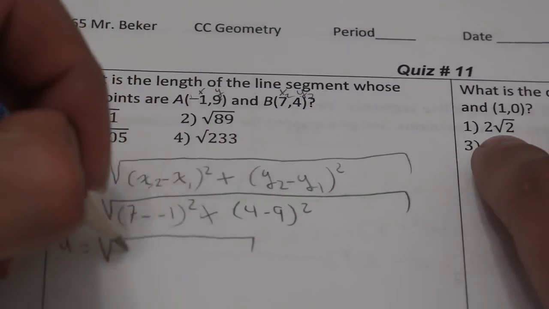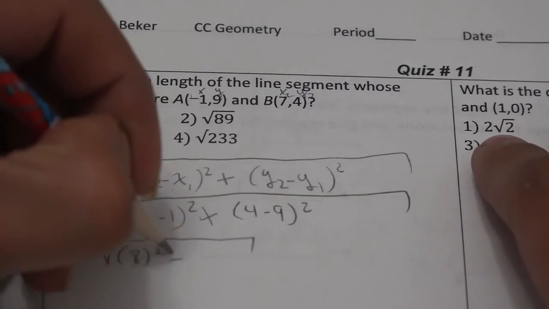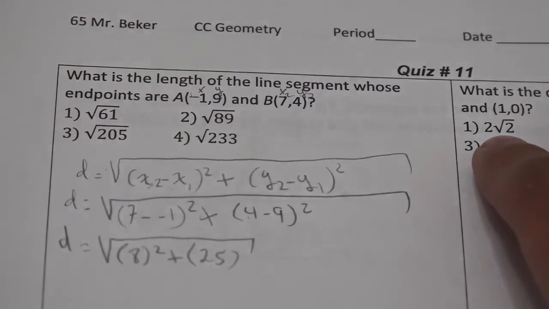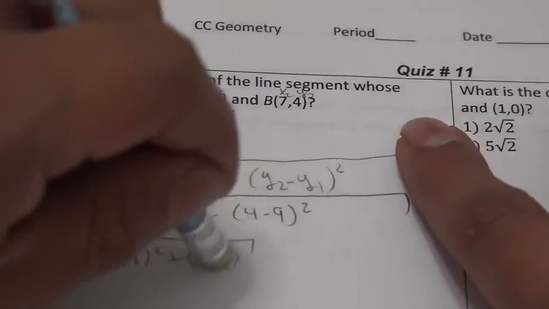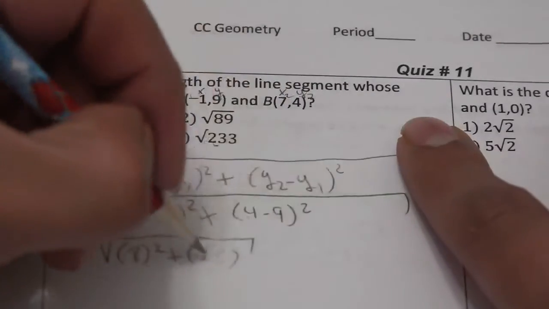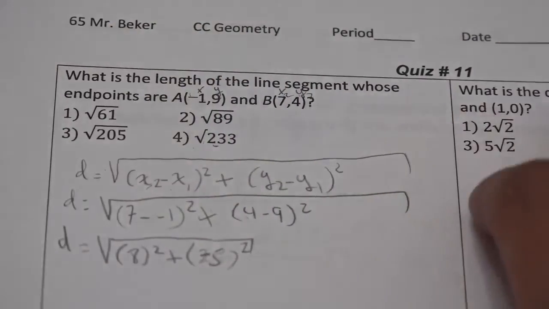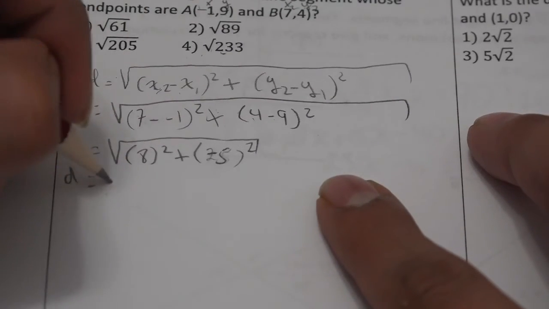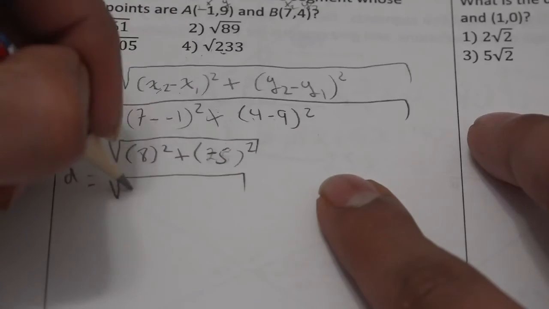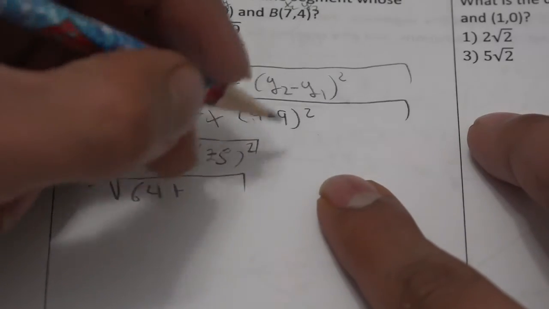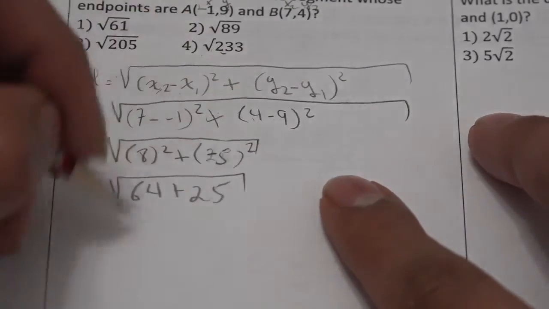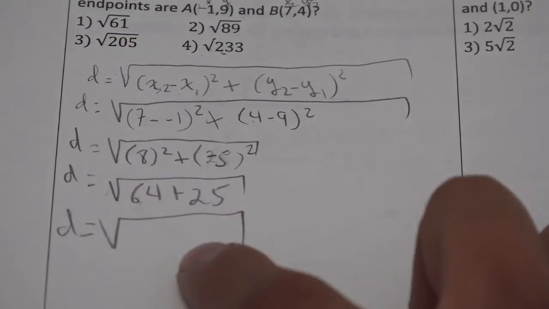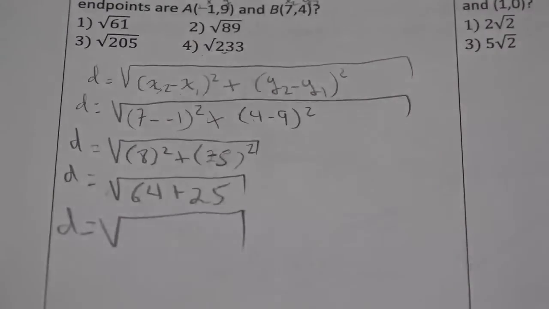7 minus negative 1 is 8, squared, plus 4 minus 9 is negative 5, squared is 25. I'm not squaring yet. Okay, so it's negative 5 and then squared. Negative 5, remember? Okay, now I'm gonna simplify even more. 8 squared is 64 plus negative 5 squared is 25, and d turns into, you already know what to do here, and compare it to your solutions.